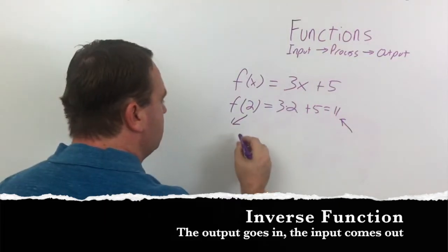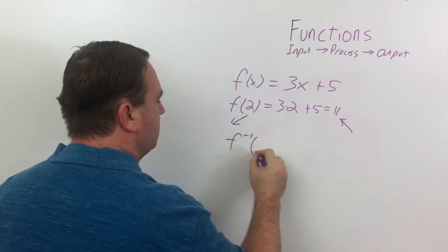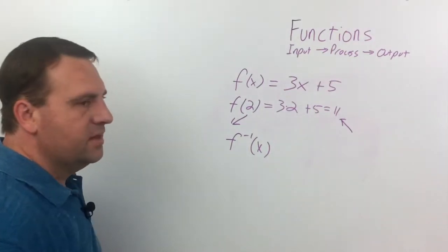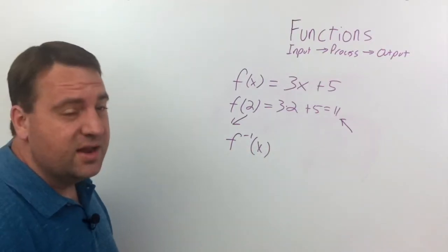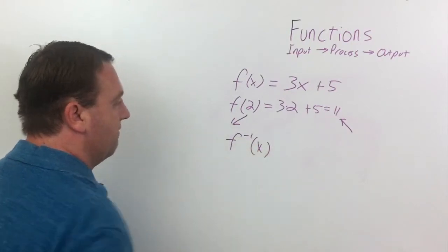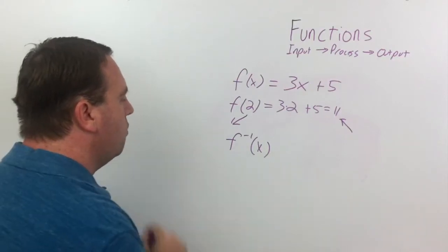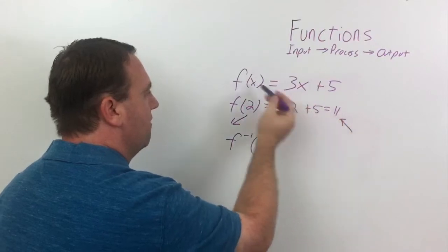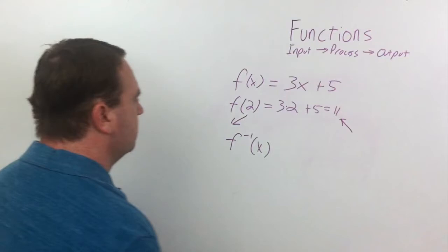And the notation for an inverse function is like this: f to the minus 1 of x. Now this -1, it's not an exponent. It looks like an exponent. It's in the position of an exponent, but it's not an exponent. It means that this is the inverse function of f. So what we want to do is figure out what would be a function that, if given the output of f of x, would give us our input. So how do we find that out?